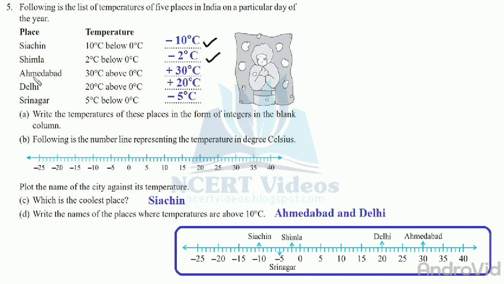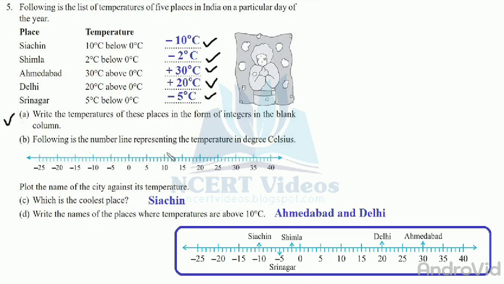Now here is the turn. Ahmedabad is above 0 degrees Celsius, that is towards the positive side of 0, that is towards the right side, therefore plus 30 degrees Celsius. Similarly, Delhi is at 20 degrees Celsius on the positive side. Now Srinagar, again the turn takes place, that is below 0 degrees Celsius, therefore it is minus 5 degrees Celsius. Now we have done the A part, represented in this blank column.